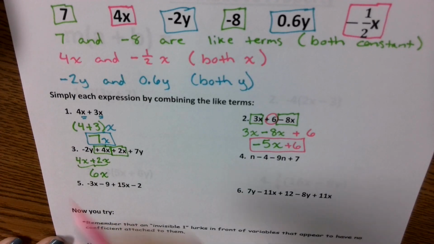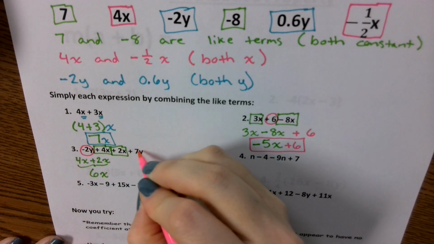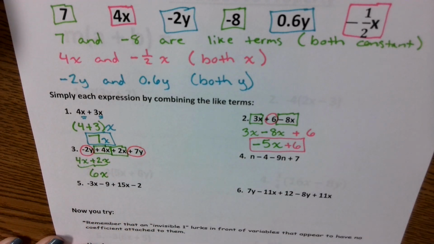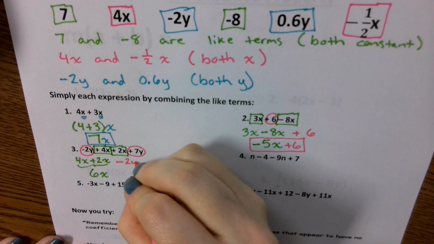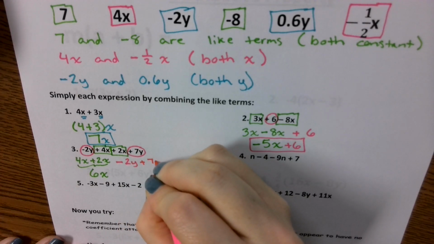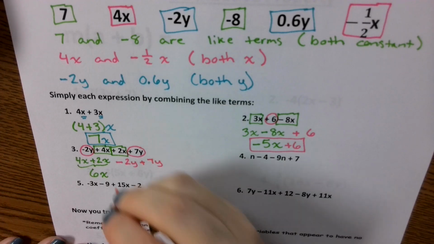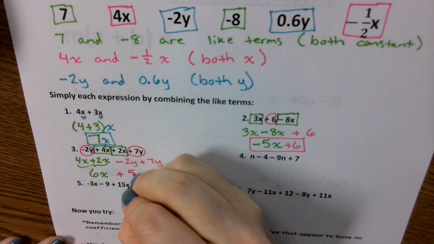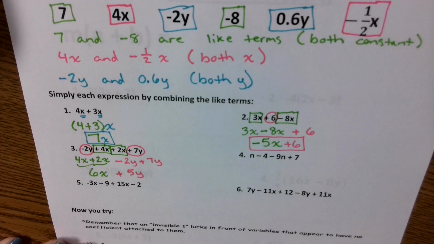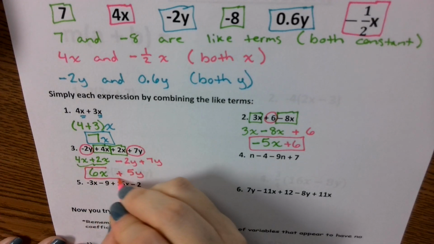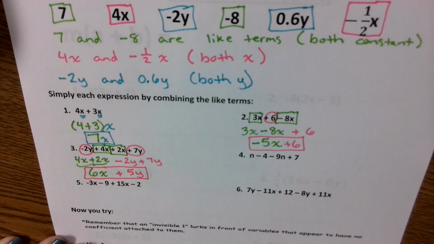Okay, then we've got a negative 2y and a positive 7y. So we have negative 2y plus 7y. When we do negative 2y plus 7y, we get a positive 5y. So there's our simplified expression, 6x plus 5y.